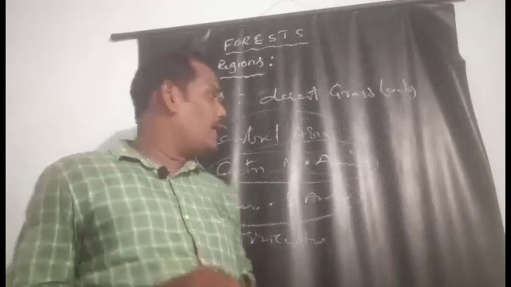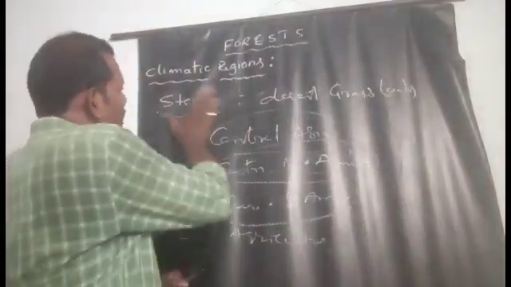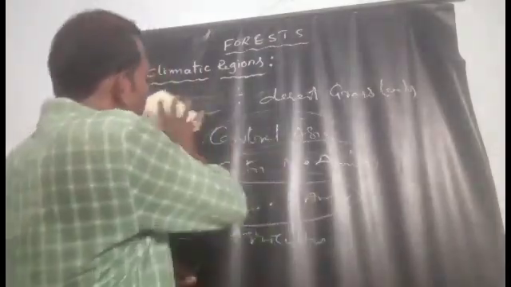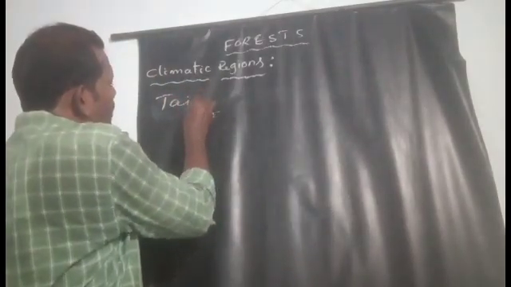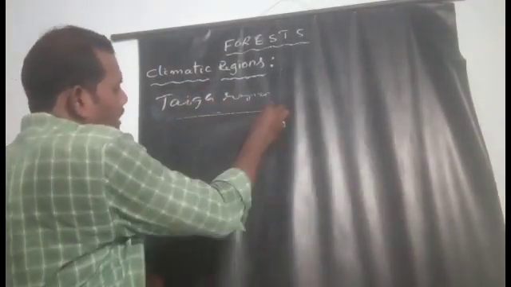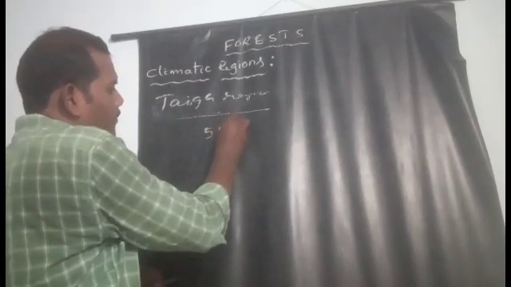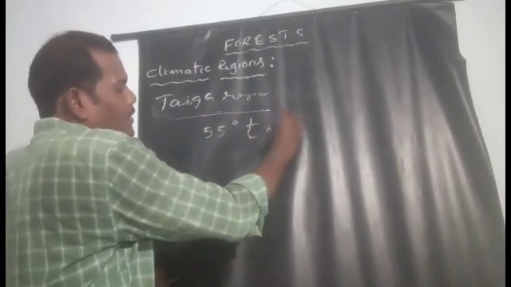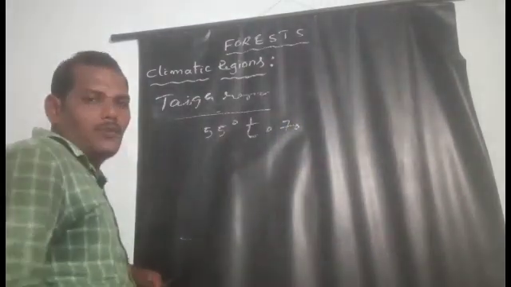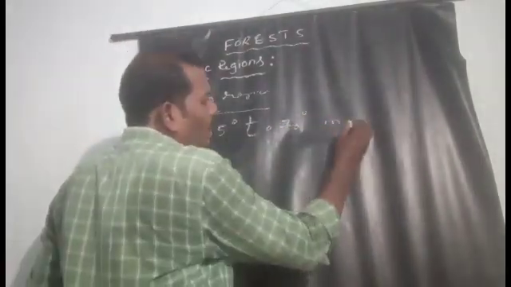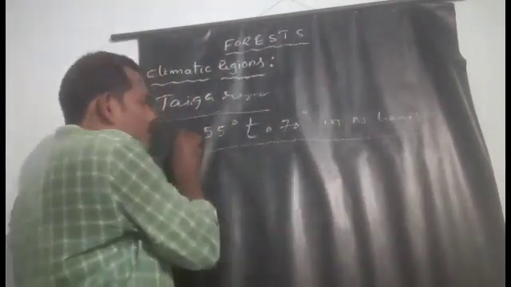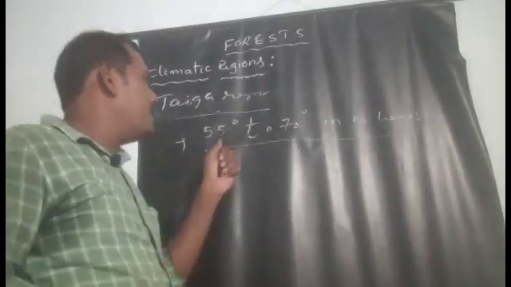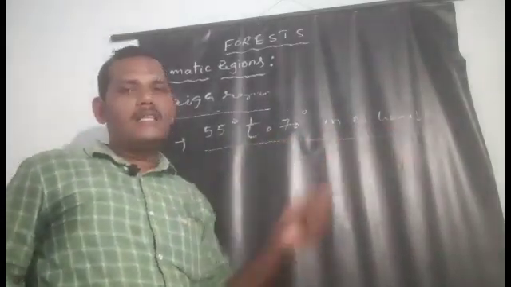Okay, next one, the taiga region. What is taiga? It is very near the polar regions, very far from the equator. What is the taiga region? It is located from 55 degrees to 70 degrees in the northern hemisphere. This is the important point here. The taiga region is located 55 to 70 degrees northern hemisphere.